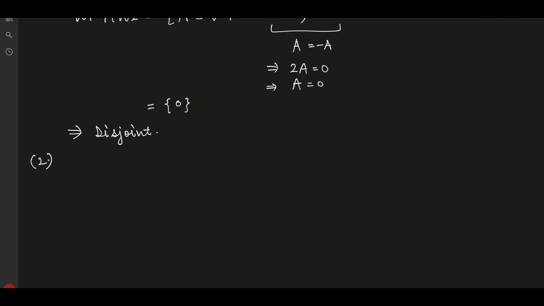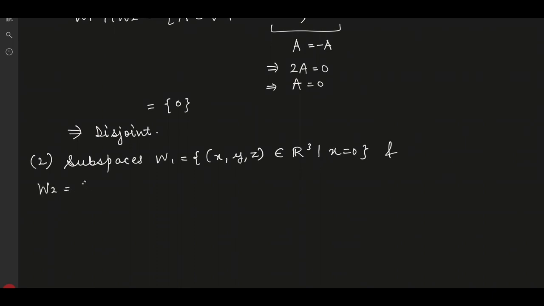Second, subspaces W1 is equal to XYZ belongs to R cube such that X is equal to 0 and W2 is equal to XYZ belongs to R cube such that y is equal to 0. Tell me whether they are disjoint or not.